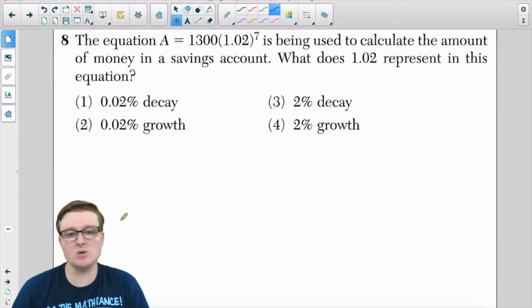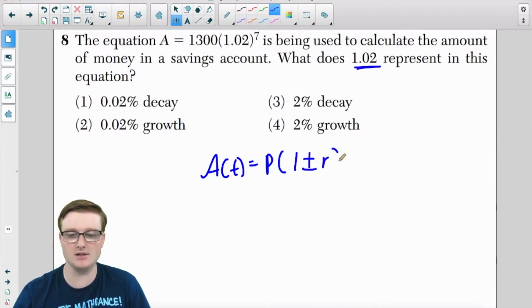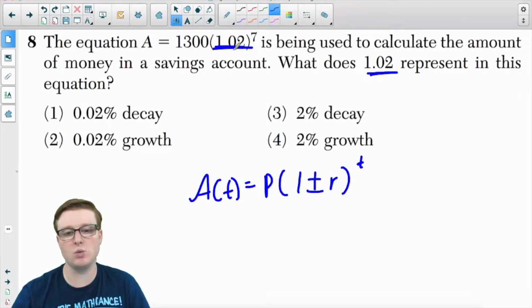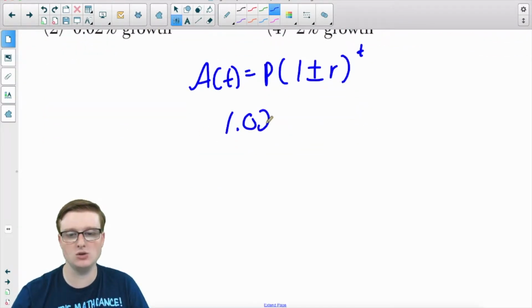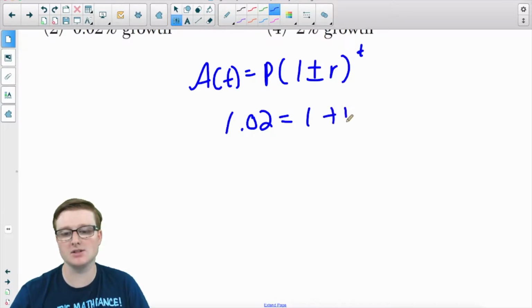The equation A equals 1300 times 1.02 raised to the 7th is being used to calculate the amount of money in a savings account. What does 1.02 represent in this equation? If you don't know it by now, please do: A of t is equal to the principal times 1 plus or minus the rate, raised to the t power. So 1.02 is equal to 1 plus r.